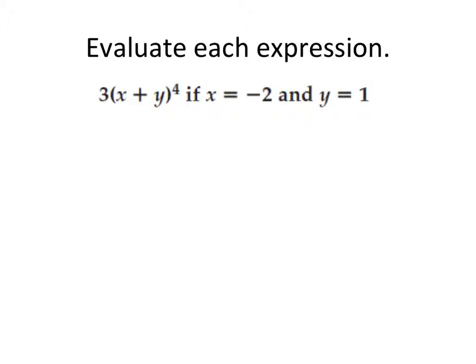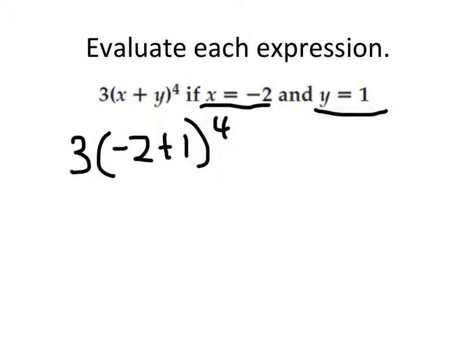Let's continue on evaluating each expression. This time we have more than one variable to substitute in our plug and chug. X is equal to a negative 2 and y is equal to 1. So here's where I plug and chug: 3 times the quantity of negative 2 plus 1 raised to the 4th power. PEMDAS says do everything inside the parentheses, so I get a negative 1 raised to the 4th power times 3.